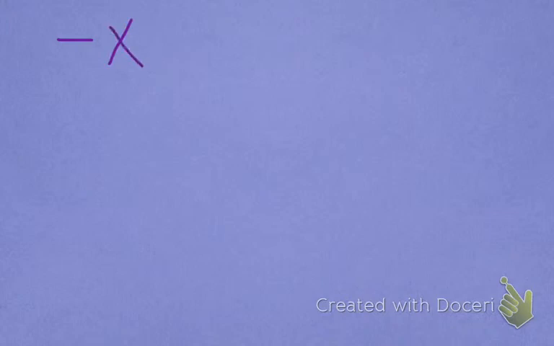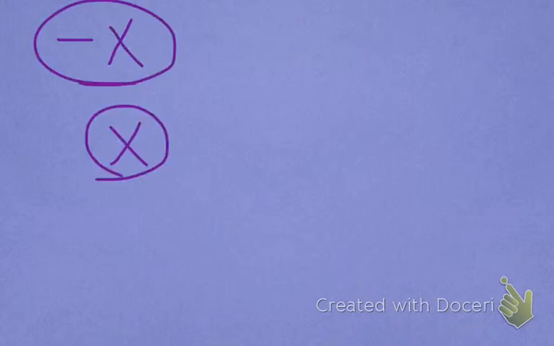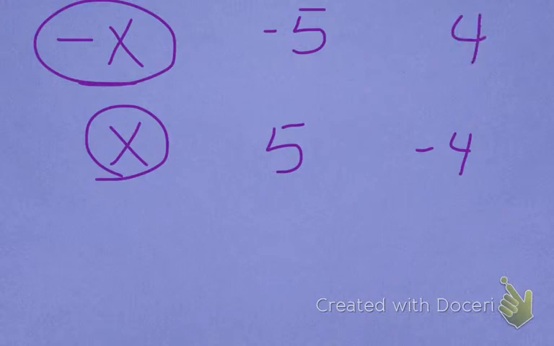So if I have x and negative x, whatever x is, negative x is the opposite of it. So if x is 5, negative x is negative 5. It also goes like this. If x is negative 4, negative x becomes negative of negative 4, which becomes positive 4. So you need to realize that this negative x does not mean that x is negative. It means it's the opposite of whatever x is.